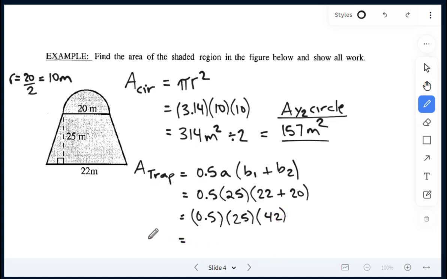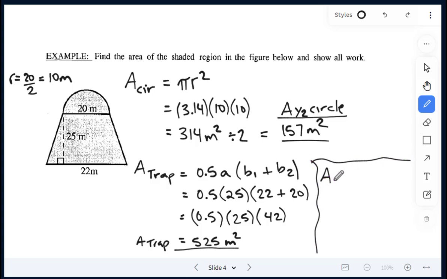Okay, so then we get our area of our trapezoid, which is equal to 525 meters squared. All right, so area of the half circle, area of the trapezoid, we've got both. Now we just have to add them. I'll just make a little section right here.